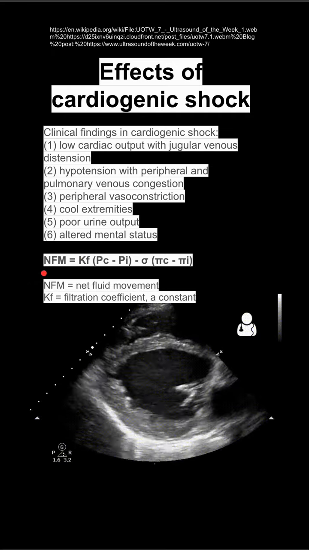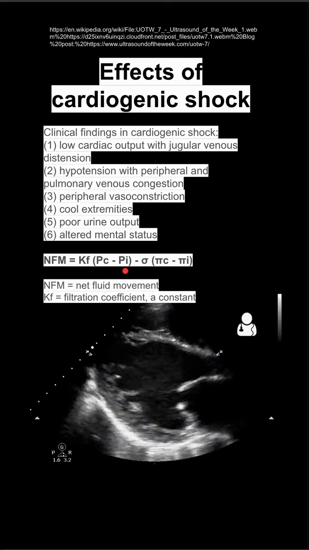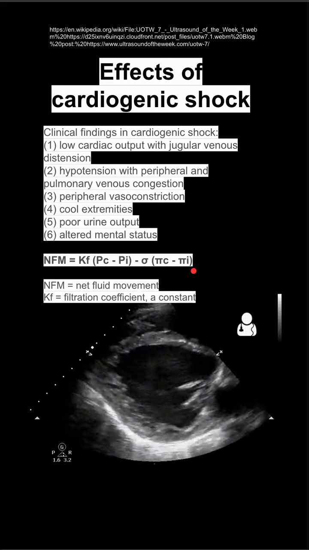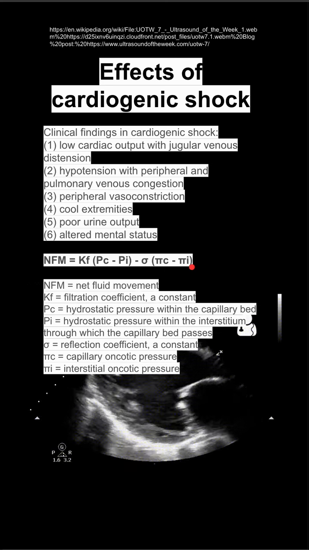This equation shows us the net fluid movement from inside to outside the vascular space. It could also be in the reverse direction, depending on these variables. It's essentially the difference in hydrostatic pressure minus the difference in oncotic pressure.